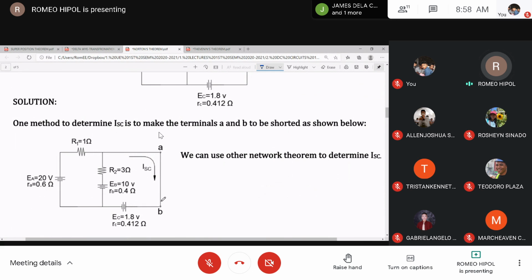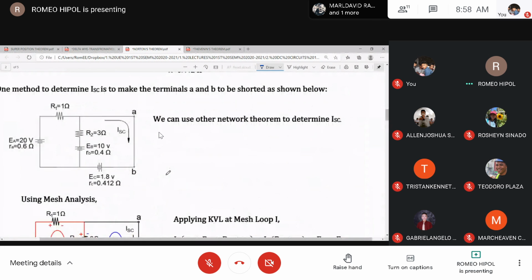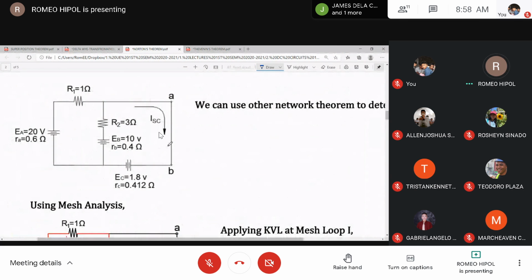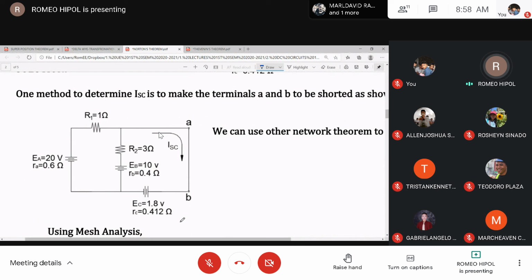So once na ma-short natin yung connection for RL or load resistance, next step is to solve for the short circuit current. So how to solve short circuit current? So in short circuit current, actually we have three sources, diba? So meaning we cannot compute for the short circuit current using simple series parallel analysis. So we can use other method in this case.